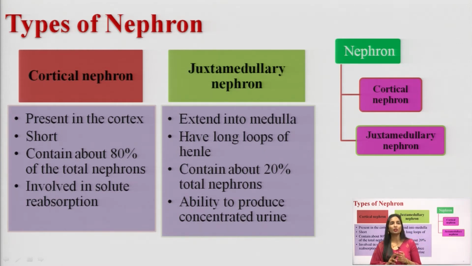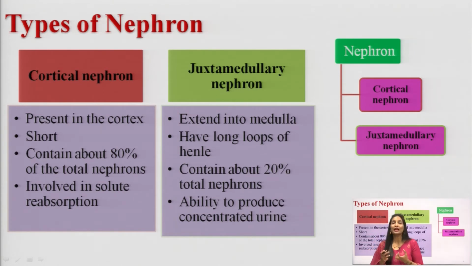So, they are the two most important types of nephrons, cortical nephrons and juxtamedullary nephrons. The cortical nephron is present inside the cortex, and the juxtamedullary nephron extends into the medulla. The cortical nephron is short and the juxtamedullary nephron is long, having long loops. 80% of nephrons are cortical, present in the cortical portion, and 20% are juxtamedullary.